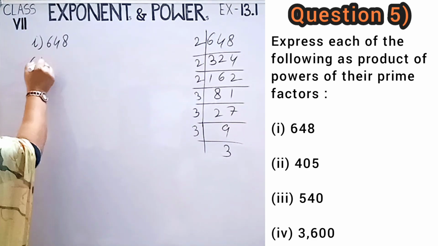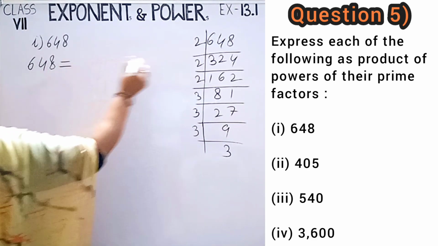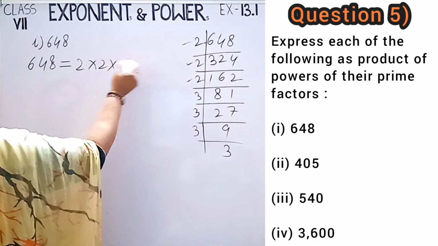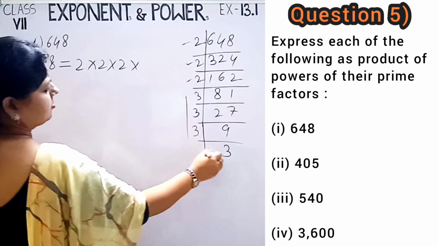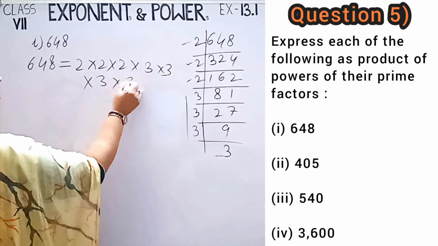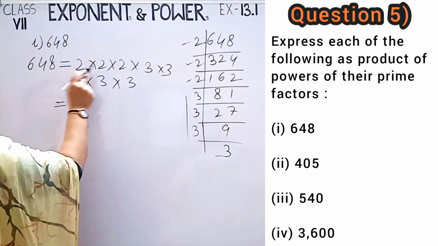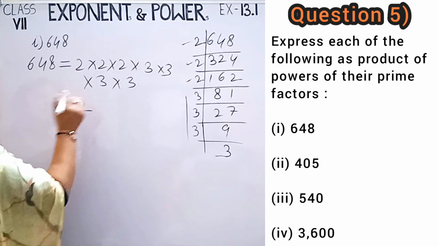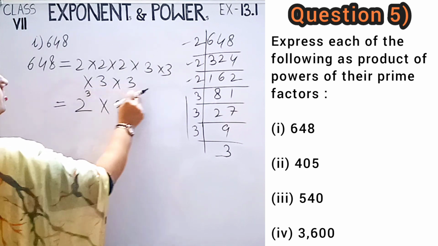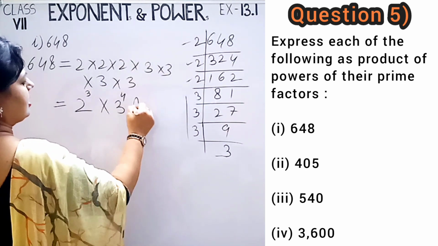Now 648 is equal to 2 times 2 times 2, that is 2 will be 3 times, and 3 will be 4 times. Now how many times 2? 1, 2, 3. So 2 power is 3 and 3 power is 4. Answer.